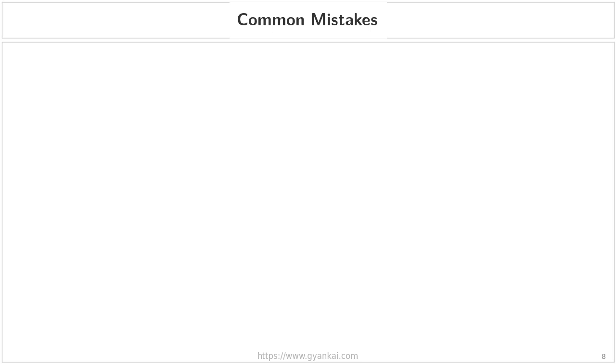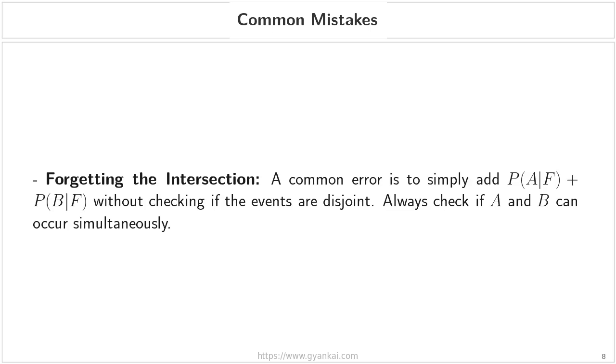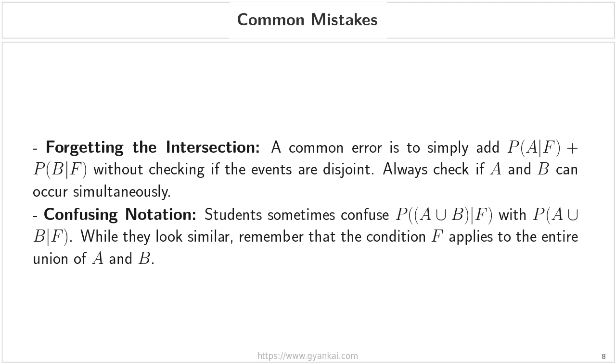Common mistakes. First, watch out for forgetting the intersection. A very frequent error is to simply add the probability of A given F to the probability of B given F, without checking if the events are disjoint. Remember what we discussed in slide 4 regarding mutually exclusive events. Before you finish your calculation, always ask yourself, can A and B happen at the same time? If they can, you must subtract the probability of the intersection of A and B, given F, to avoid double counting. Second, be careful with your notation.